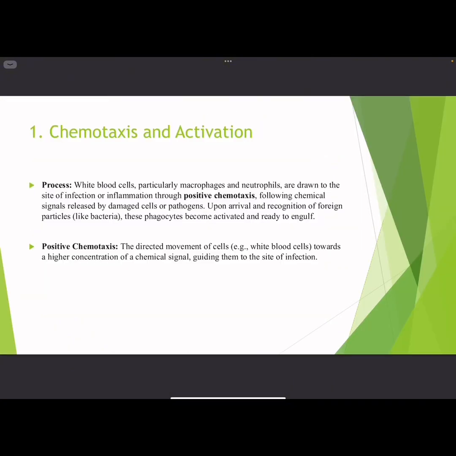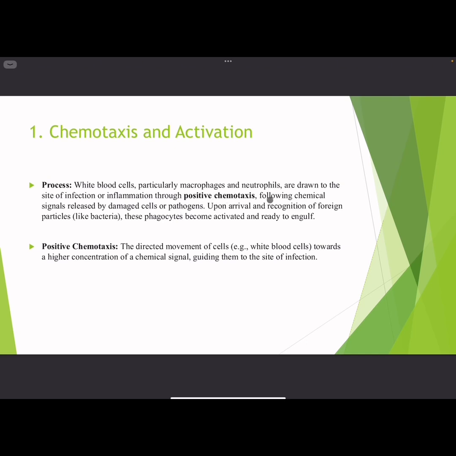Our first step is chemotaxis and activation. Imagine there's an injury or infection. Damaged cells or pathogens release chemical signals like a scent. White blood cells, especially macrophages and neutrophils, are drawn to the site of infection or inflammation through positive chemotaxis, which is, like we said, you could consider it like a scent being released by the damaged area.